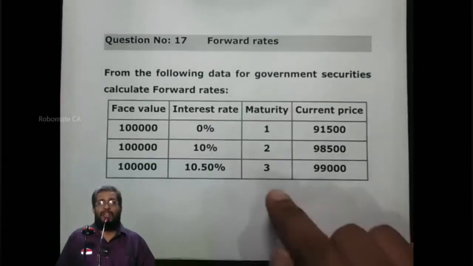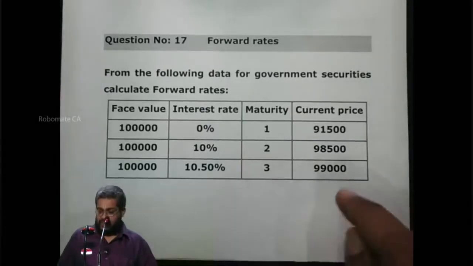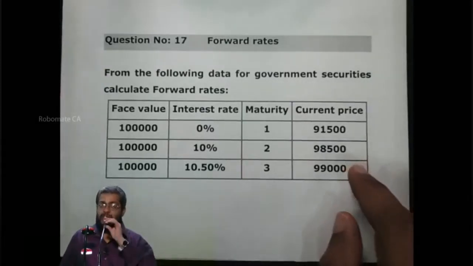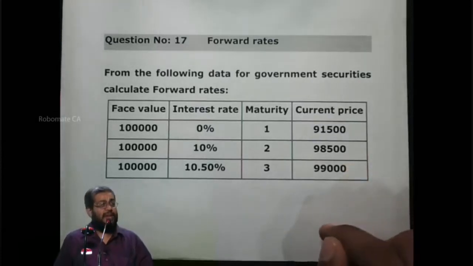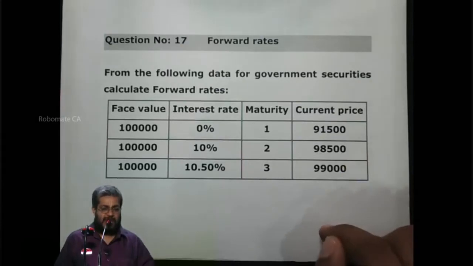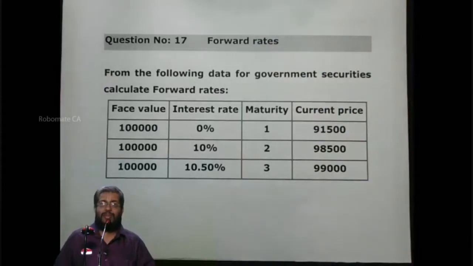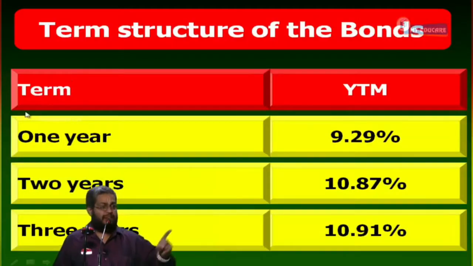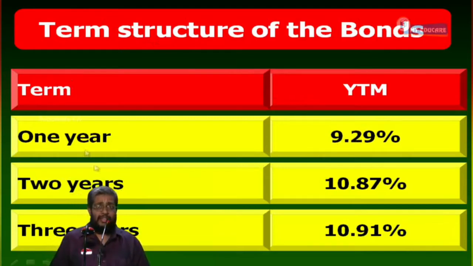Now, for these three bonds we calculated the yield to maturity, right? We calculated the YTM of a 1-year bond, a 2-year bond, and a 3-year bond. This we calculated in the previous class, if you remember. The 1-year government bond is trading in the market at 9.29%. The 2-year bond is trading at 10.87%. The 3-year bond at 10.91%.